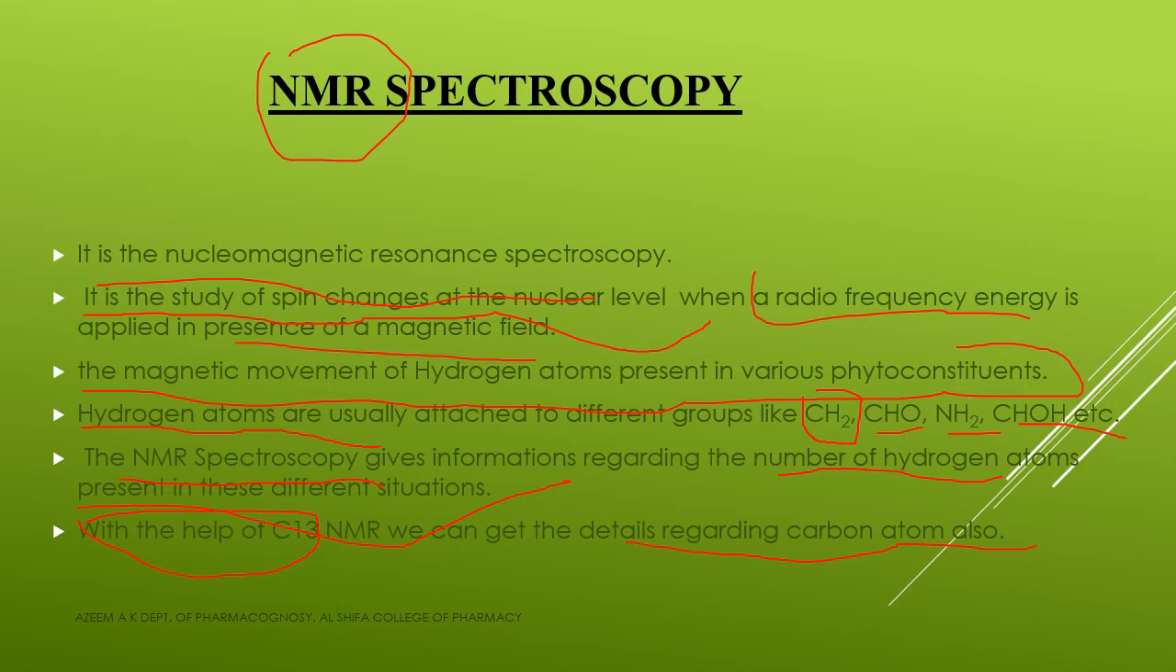So it is a nucleomagnetic resonance spectroscopy, and it is the study of spin changes at the nuclear level when a radio frequency energy is applied in presence of a magnetic field. Clear? So this technique is used for finding out the nature of hydrogen atoms present in different phytoconstituents, and you already know that this hydrogen atom can be attached to different groups like CH2, CHO, NH2, CHOH, etc. Clear? And NMR spectroscopy will be giving information regarding the number of hydrogen atoms present in these different situations, and with the help of carbon-13 NMR, we will also get the details regarding the carbon atoms.